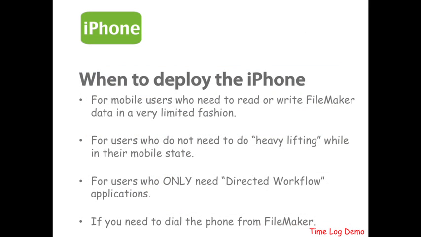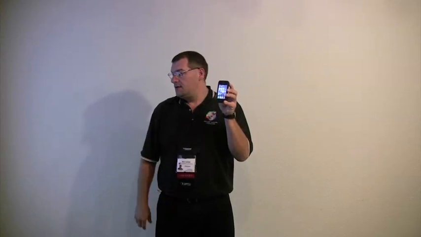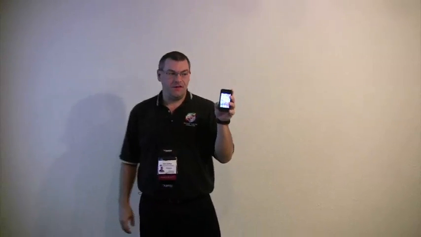And next slide, Mark. Thanks. So when to deploy the iPhone, right? So we have this wonderful device called the iPhone. When do you deploy it? It should be fairly obvious when you deploy it. That's when you need a small device, right, that fits in your pocket, that you need access to your FileMaker database. But you have a very limited screen, and you must use, to be successful, directed workflow. Okay? If you need lots of room on the screen, or you need a non-directed workflow type of application, you really should think about another device.